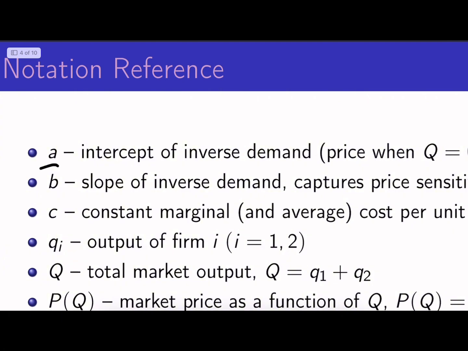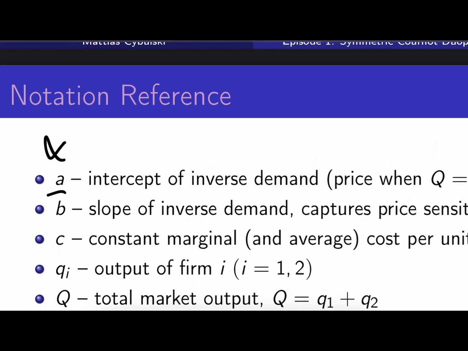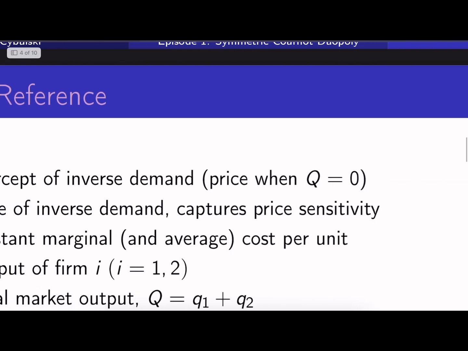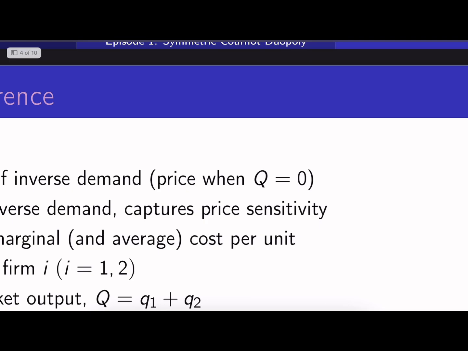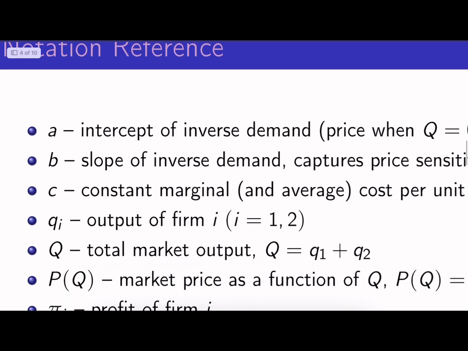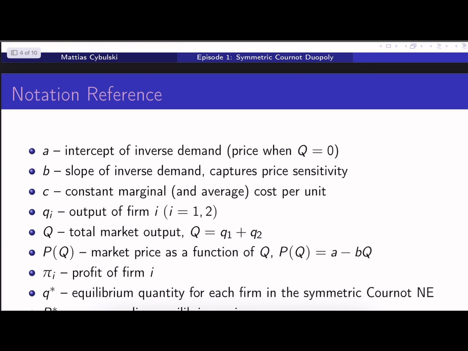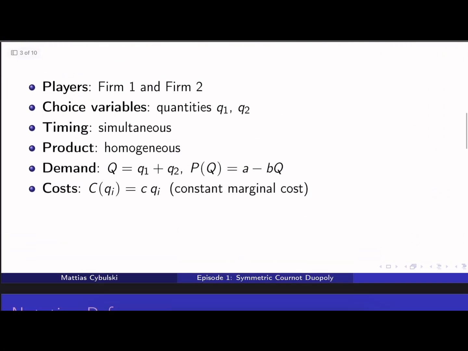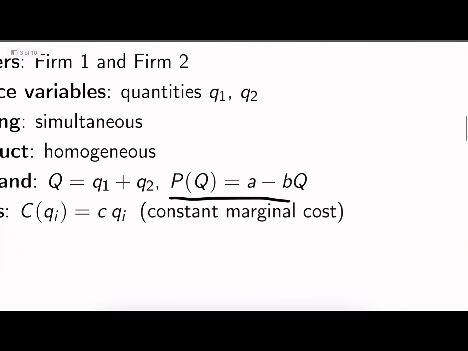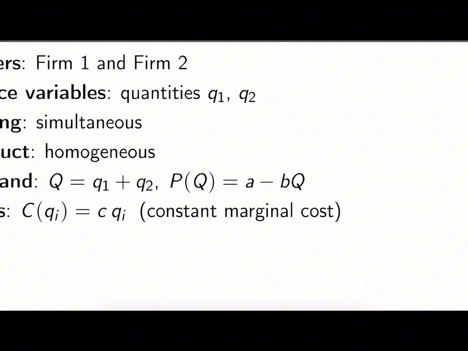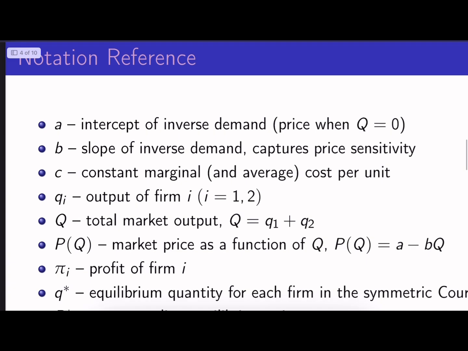So we have A, which is usually alpha, but I'm using A here because it's like ABC. I think it looks cool. A is the intercept of inverse demand, so it's the price when quantity is equal to 0. It's your market demand, or the intercept of inverse demand. So this is your inverse demand. This would obviously be the intercept if Q is equal to 0, which is alpha, A.